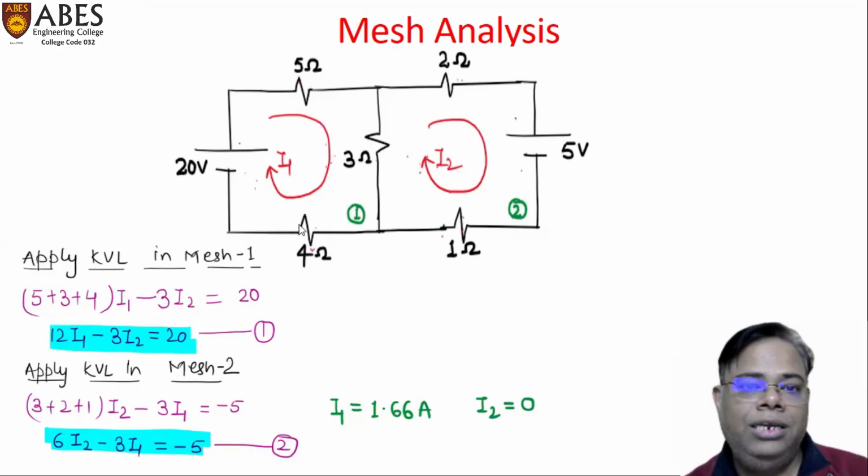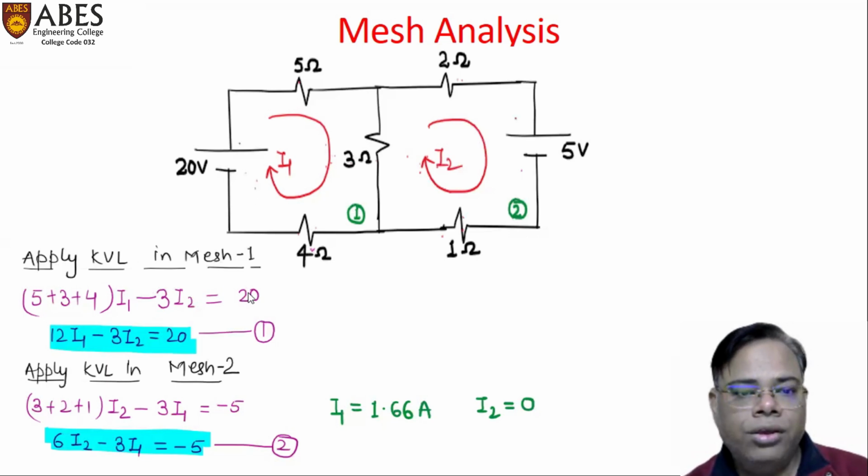Now we will find if any other resistance is common to any other mesh. No, there is no resistance that is common except the 3 ohm resistance. Now we will put here the equal sign and we will find the voltage sources that are associated with this mesh. In this particular mesh, there is a voltage source of 20 volt.